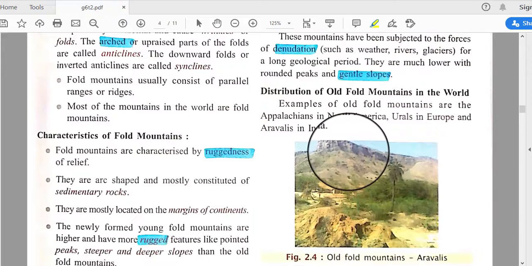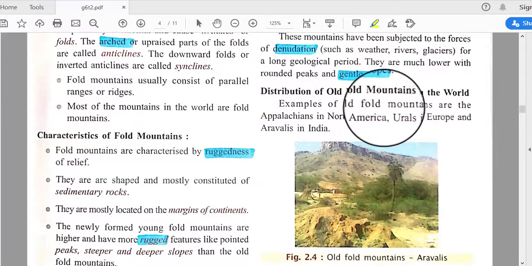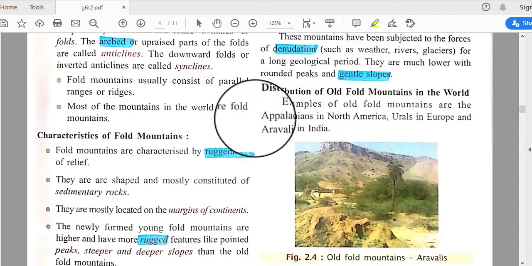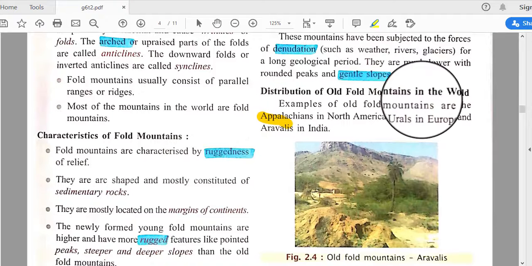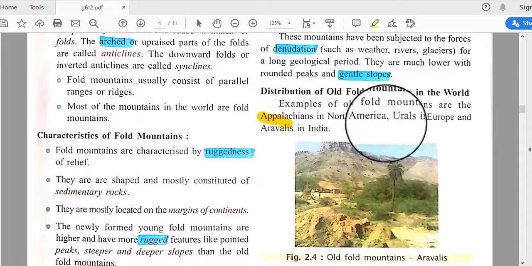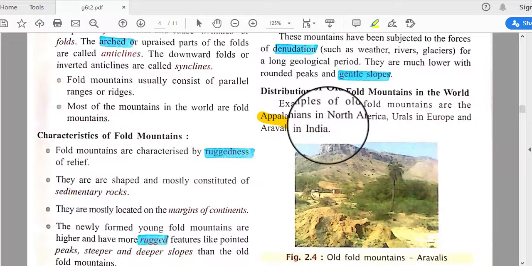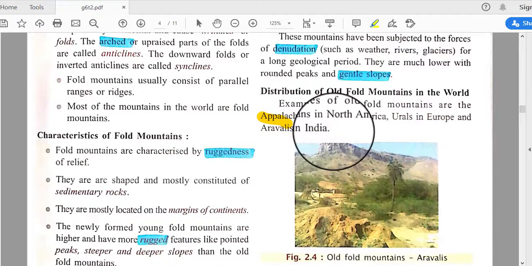And the distribution of old fold mountains in the world: examples of old fold mountains are the Appalachians in North America, the Urals in Europe, and the Aravallis in India. These are all known as old fold mountains.